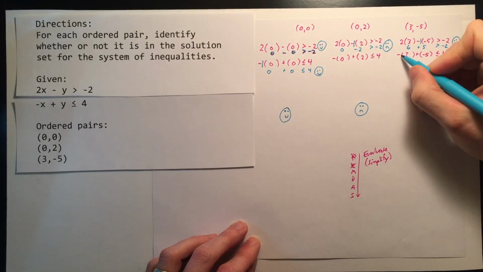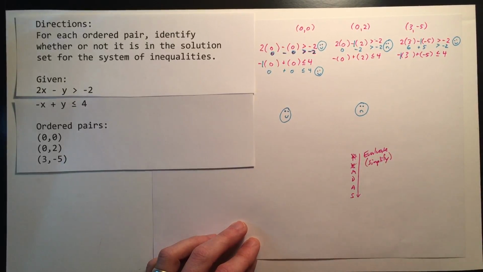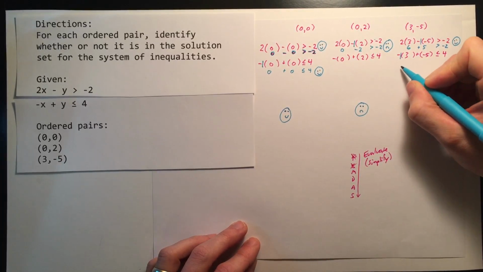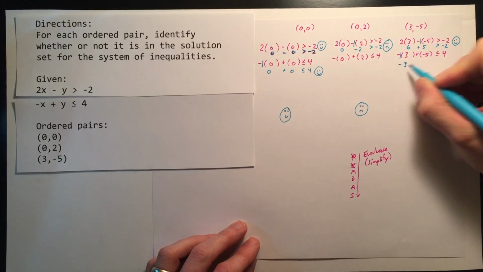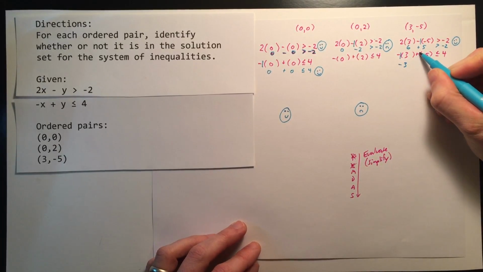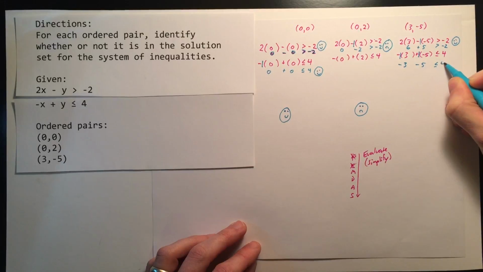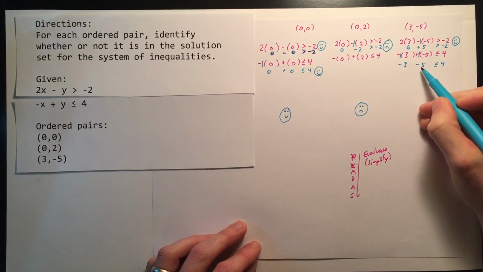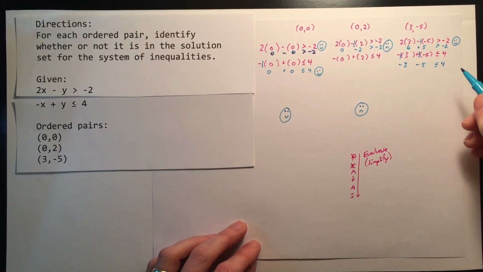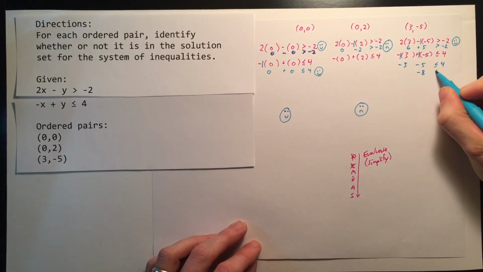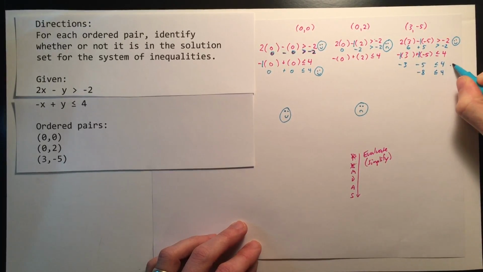Okay, and negative 1 times 3, negative times a positive makes a negative, and 1 times 3 is 3. And here we've got a positive 1 times a negative 5. Positive times negative makes negative. 1 times 5 makes 5. Negative 3 and a negative 5 make a negative 8. Is a negative 8 less than or equal to 4? Yes, it is.